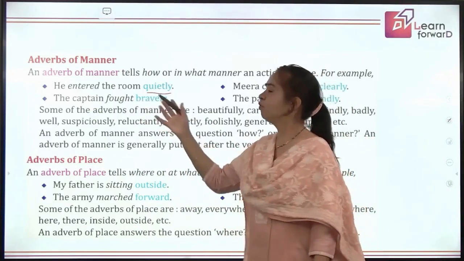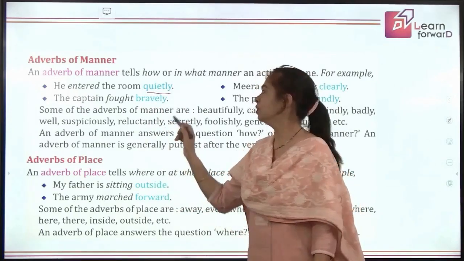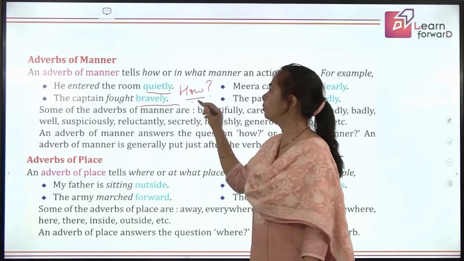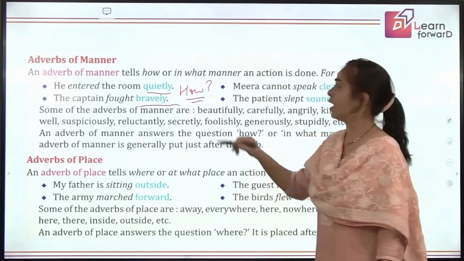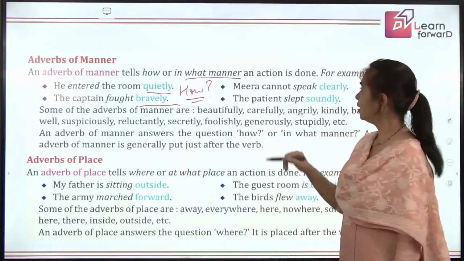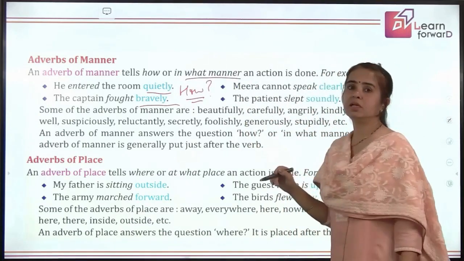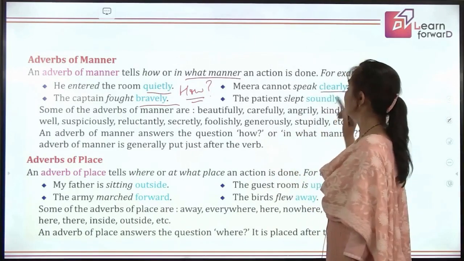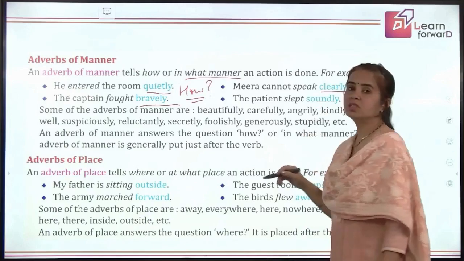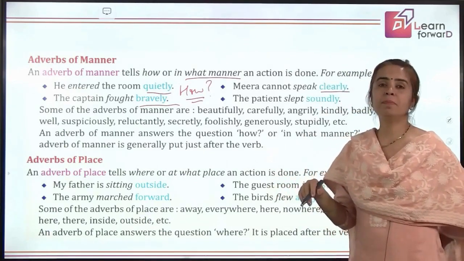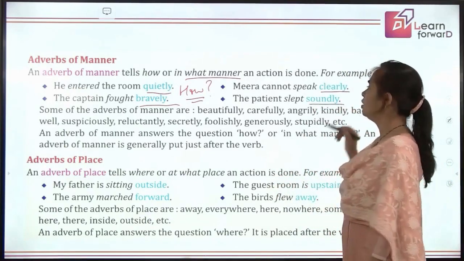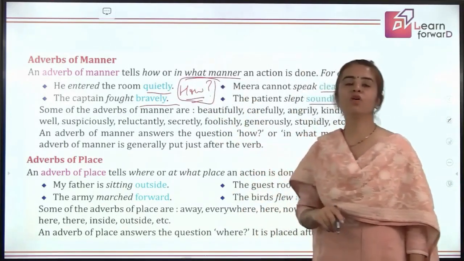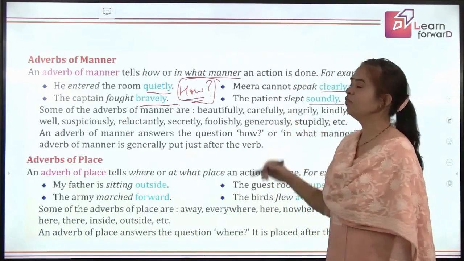Next, the captain fought bravely. How did the captain fight? Bravely. Again, an answer to your question. How? That means in what manner the action is done. Next, Meera cannot speak clearly. How can't Meera speak? Clearly. Again, right? The patient slept soundly. How did the patient sleep? Soundly. So again, you get an answer to how. So this is your focus for picking out the adverb of manner.